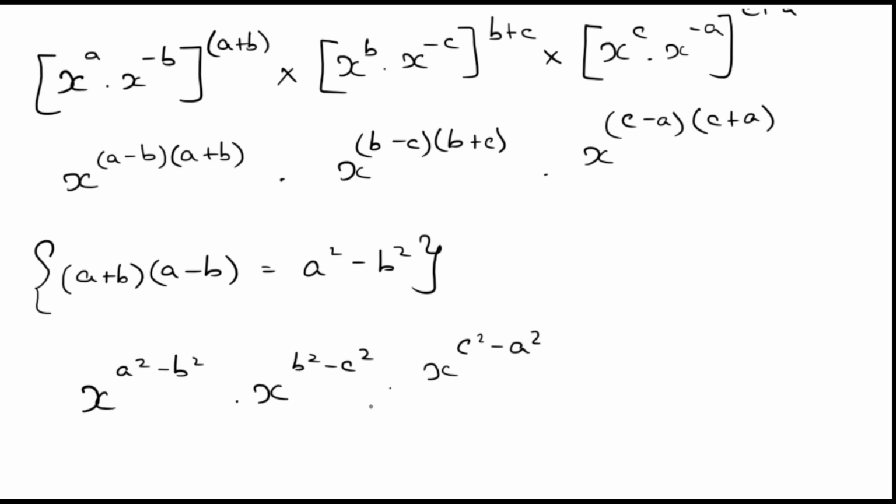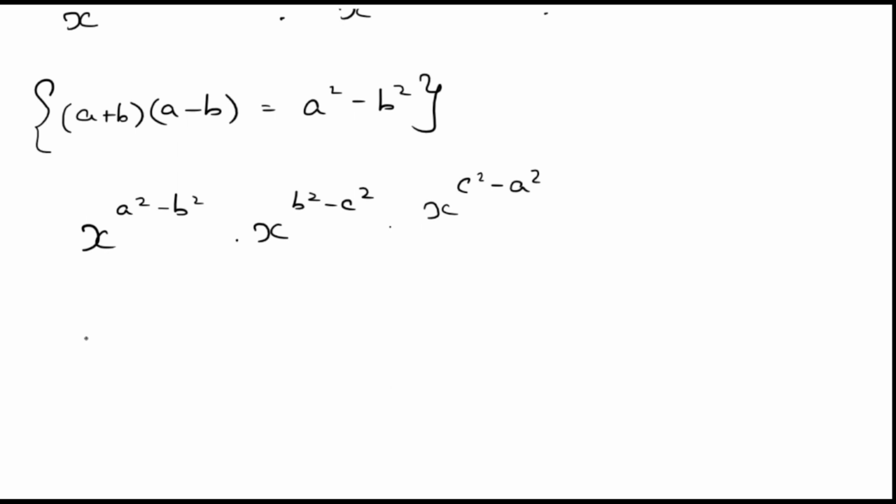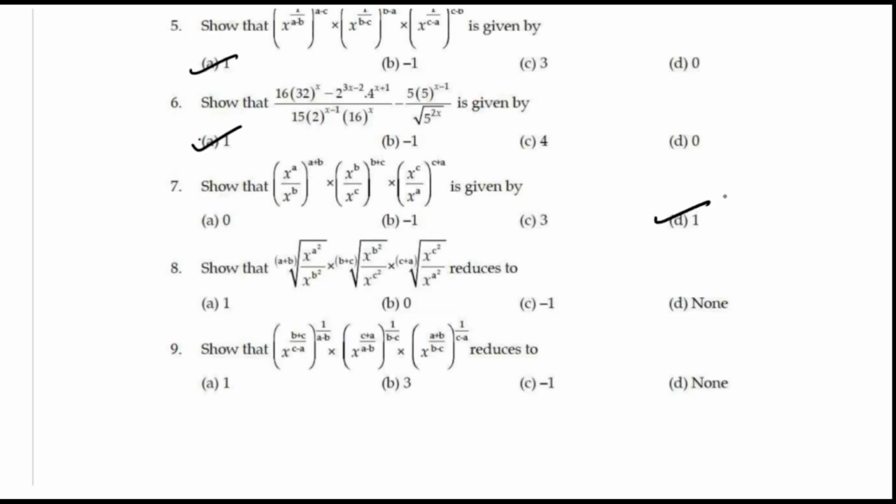Now again the bases are common, x and x, so the powers can be added. So if you add the powers, you'll get x to the power a square minus b square plus b square minus c square plus c square minus a square. So a square and minus a square will get subtracted, b square and minus b square, and c square and minus c square. So you're left with x to the power 0, which is equal to 1. Option number D. So the correct answer is D for the 7th one.